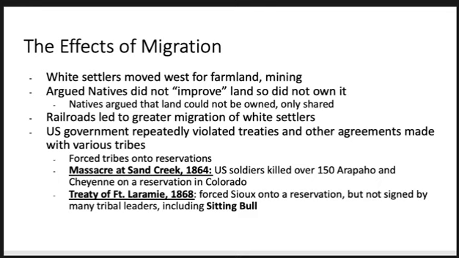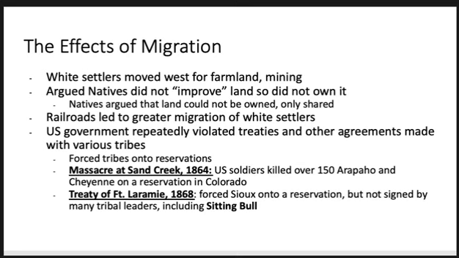And then in 1868, there was a treaty signed at a place called Fort Laramie. And this forced the Sioux tribe, a huge tribe, onto a reservation, but it really was not signed by many tribal leaders. A lot of the members of the Sioux did not recognize this treaty, and the U.S. government only signed it with a few of them. And the most notable Sioux chief to refuse to sign this treaty was Sitting Bull.